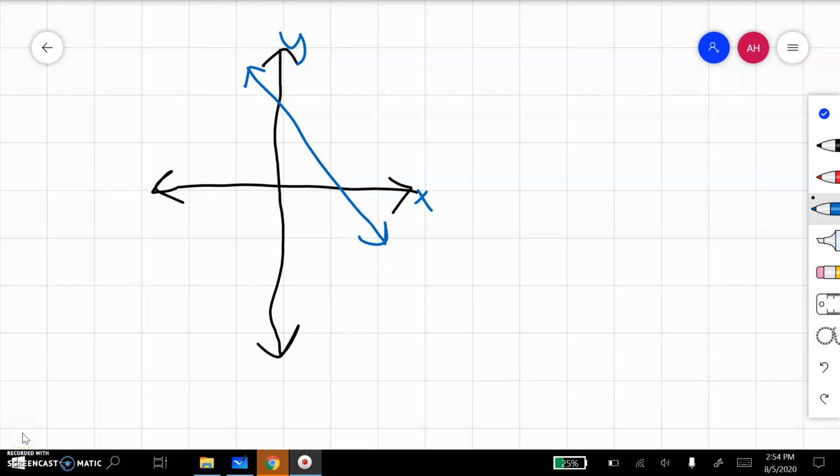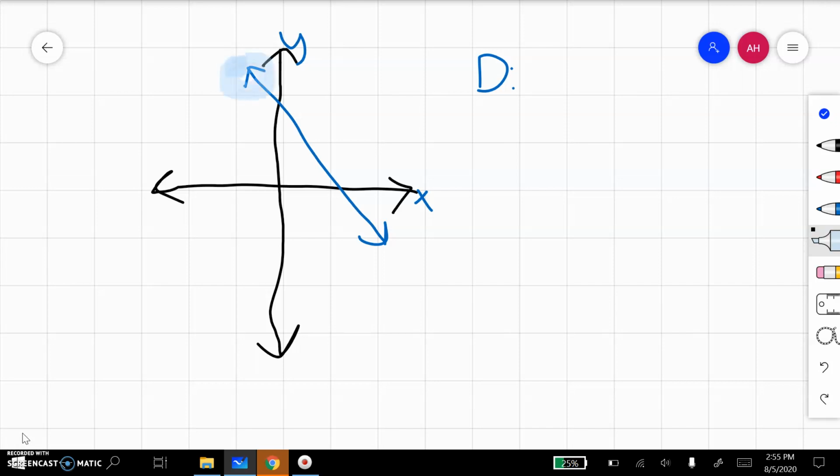Alright guys, I had a question about how to find the domain and range of this graph. So first of all, again, remember that domain is left to right. So that's your x values. So we're going to go from the left, see where the graph starts, and then go all the way to the right and see where it stops.